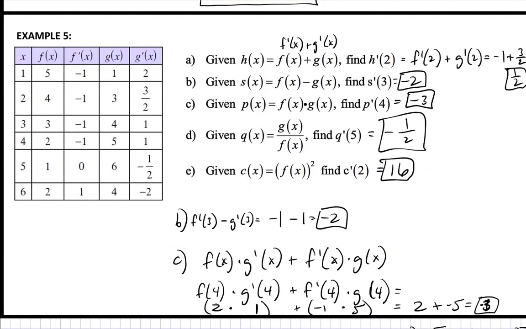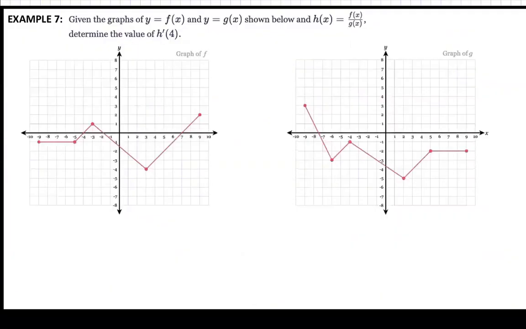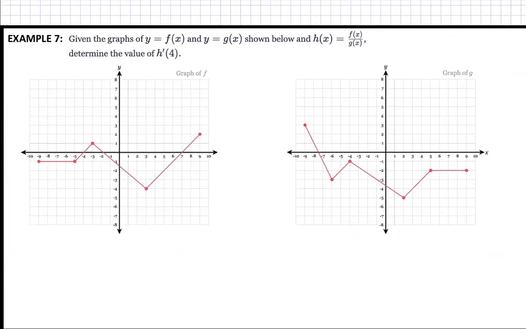I could plot each of those guys and make a graph. I could plot F of X. I could plot all of these, 1, 5, 2, 4, 3, 3, 4, 2, 5, 1, 6, 2, and I could do the same for all of them. And it would give me 4 different graphs, right? Down here, they did the same thing. They're only giving you 2 graphs though. That's all, just 2 graphs, an F graph and a G graph.